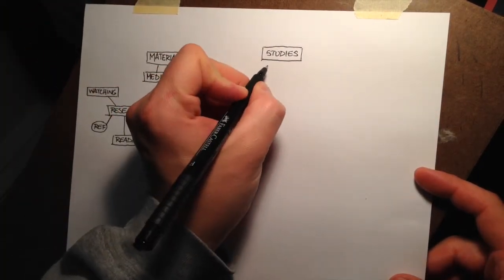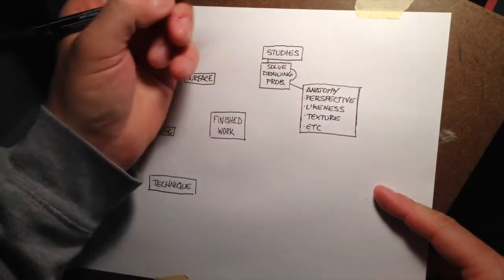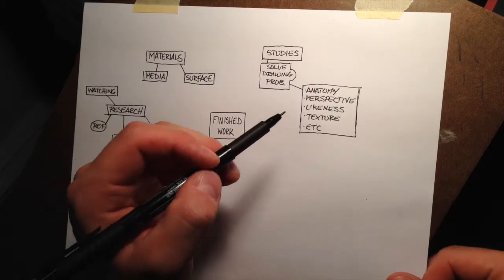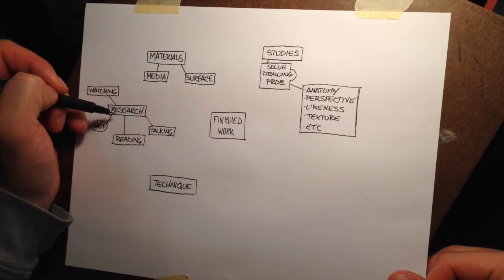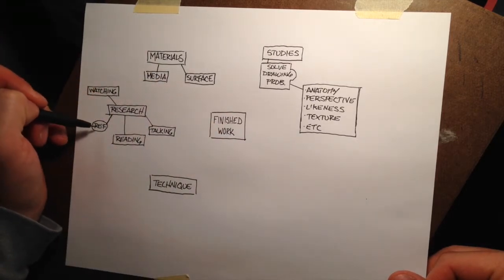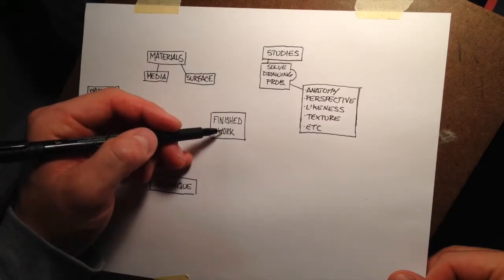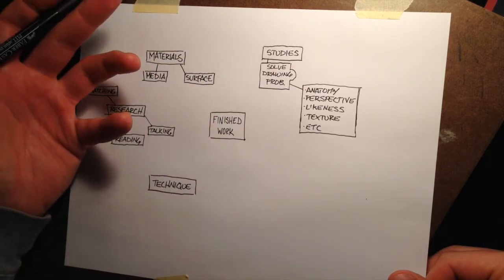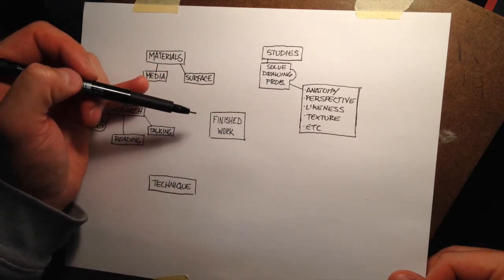Studies are where you solve drawing problems. Studies are where you figure out things like anatomy, perspective, likeness, texture, etc. Right? You might have the research, or you might have the reference photos, but that doesn't mean you know how to draw them. Rather than figure out how to draw them while you're doing your finished work, that's what your sketchbook is for. That's what other papers are for. Right? So practice the anatomy that you're going to need to know to complete the finished work.